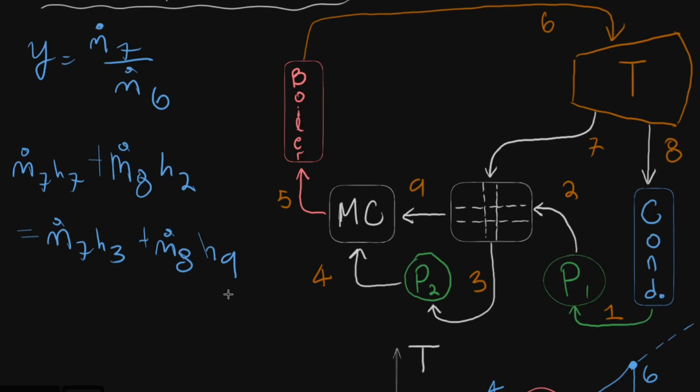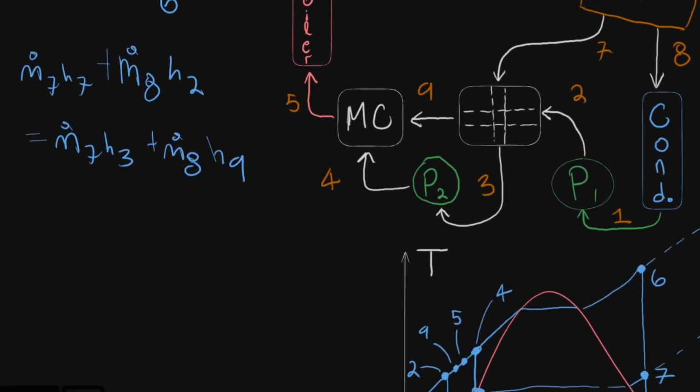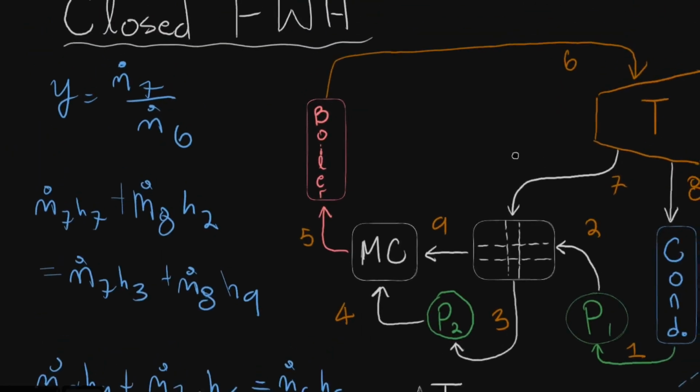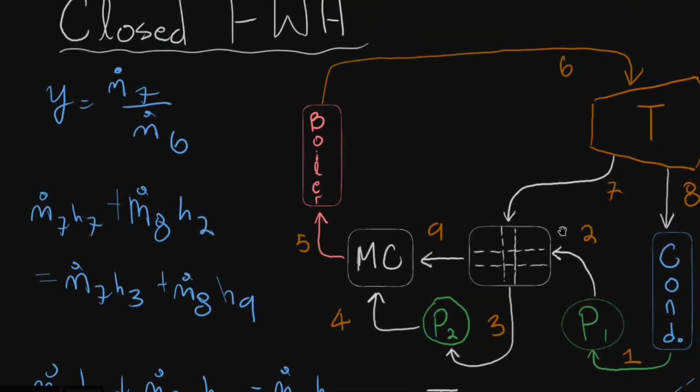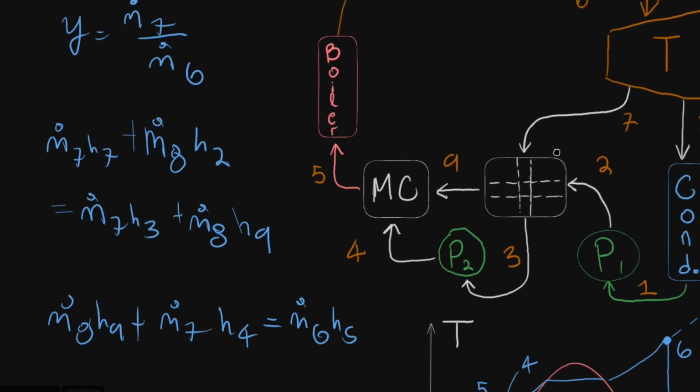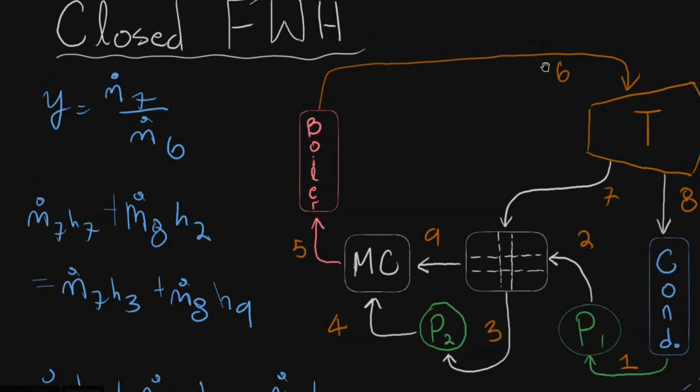And then the other conservation of energy we could do is for the mixing chamber. So in this case, we would have an input of our m dot 8 h9 plus our m dot 7 connecting on this line times h4 has to equal our output, which is m dot 6 h5, because all of this is the same m dot flowing through this entire thing. We still have our y, and then in terms of conservation of mass, m dot 6 equals m dot 7 plus m dot 8.